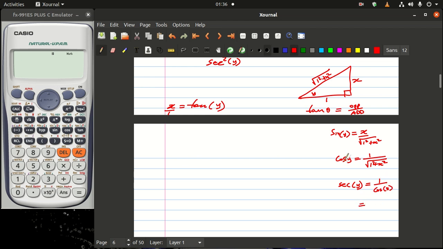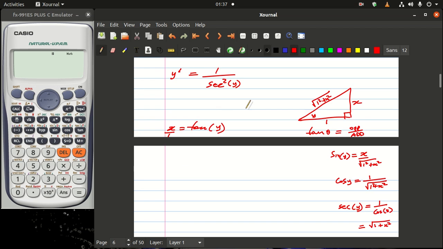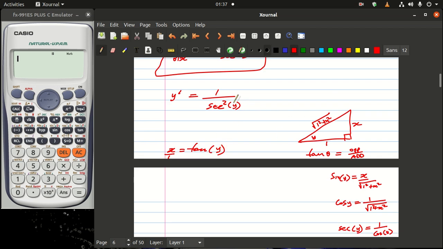And of course 1 over is just swapping the numerator and denominator, so it's going to be just the square root of 1 plus x squared. And now this is actually sec y squared, so it's going to be that. If you look into what we're doing in this particular case, you will end up finding that we have 1 over sec. Let me just write here.